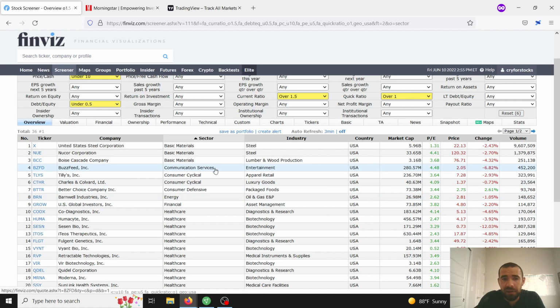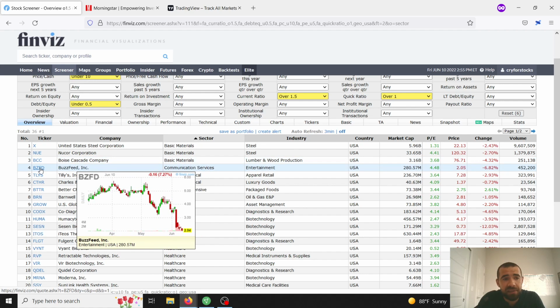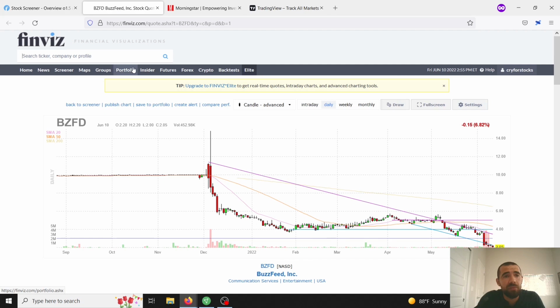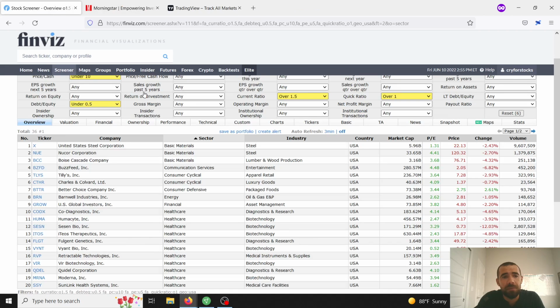Let's move down the list and find what we can get. The first will be BuzzFeed, and that company, I believe, had its IPO pretty recently. We want stocks with at least 5 years of history. That one is too short, and they haven't shown their performance. They just don't have the history that we can evaluate. So we're just going to skip it.